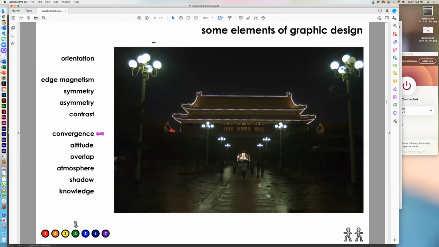Same thing here. You see the line of lights as they go away from us, they appear to get closer together. It's a parallel walkway. Tiananmen is very much symmetrical in every way. So it is very conservative and cautious and all those things.